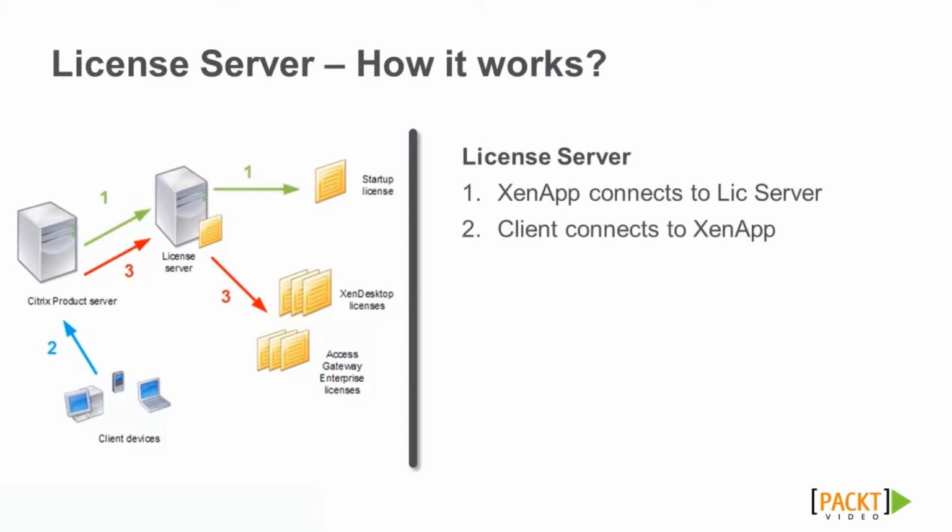Citrix XenApp goes through a three-step process to check out licenses. At startup, the XenApp server checks out a startup license from the license server. When a user connects to the XenApp server, XenApp requests a license from the license server.